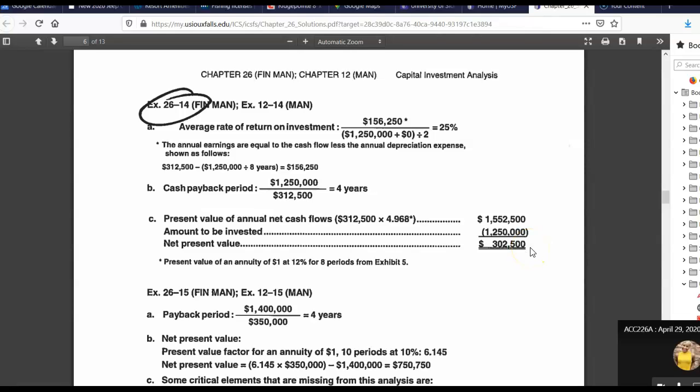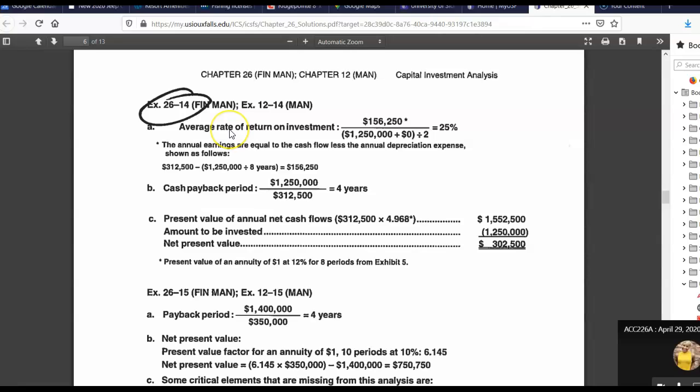So in number 14, what they're asking for is 3 things: net present value, which we just did, and then the average rate of return and cash payback. All right, let's do letter B first, the easiest of all of them, cash payback. Cost of the investment, $1,250,000, divided by the cash that we're going to get every year, 4 years. It will take 4 years to pay itself back. Cash payback, easy.